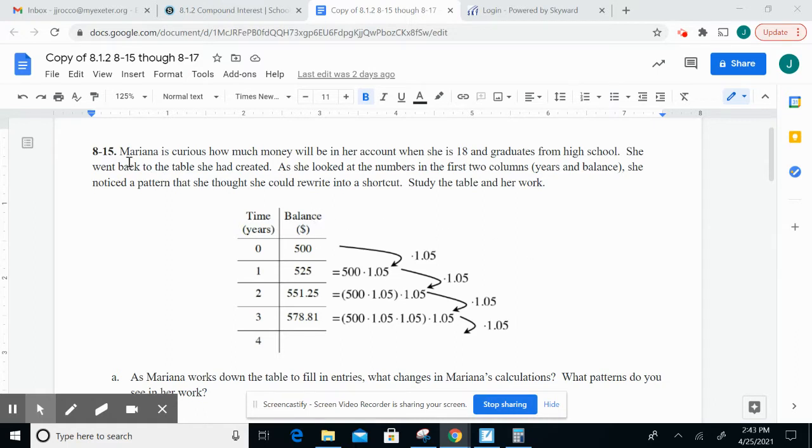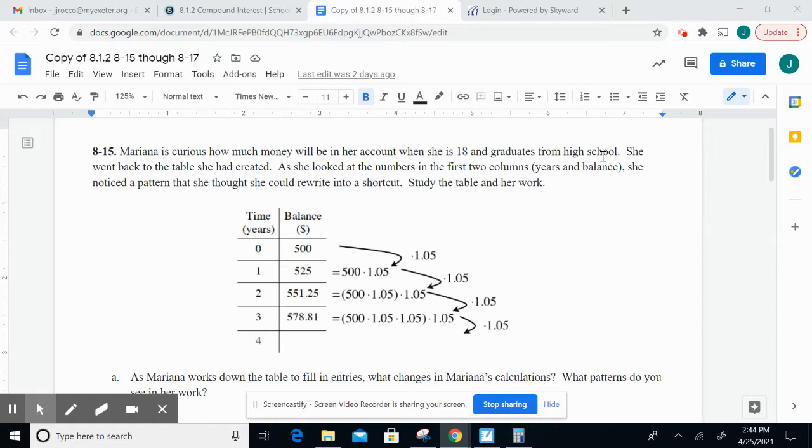And let's read the problem here. And we kind of started this work. It's going to look a little bit different, and it looks like a lot's going on here, but I think you'll catch on, all right? So it says, Mariana is curious how much money will be in her account when she is 18 and graduates from high school. So she made some graduation money, and she's going to put some of that away in an account and let it build some interest, all right? She went back to the table she created, and she looked at the numbers in the first two columns. She noticed that there's a pattern, and she thought she could rewrite it a little shorter.